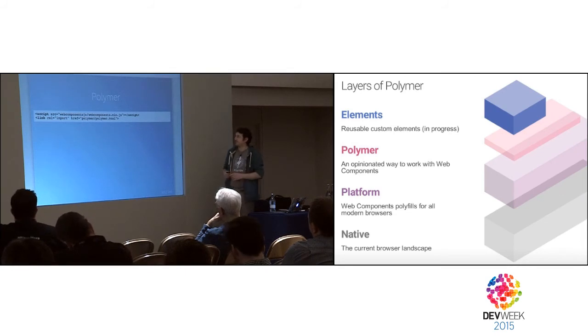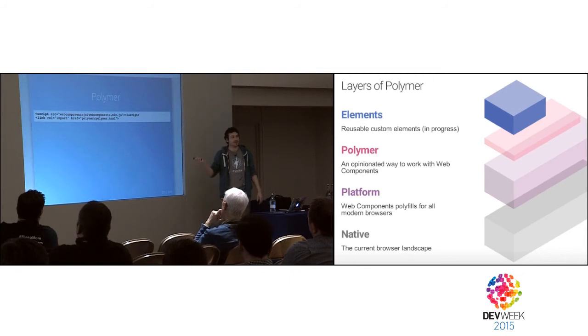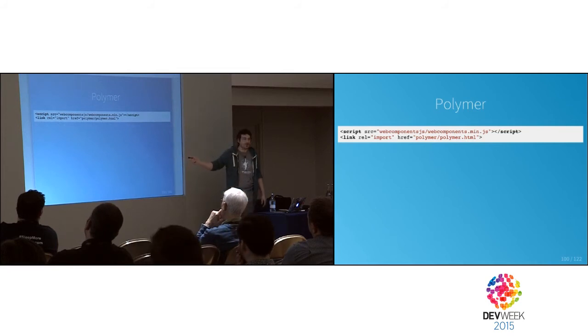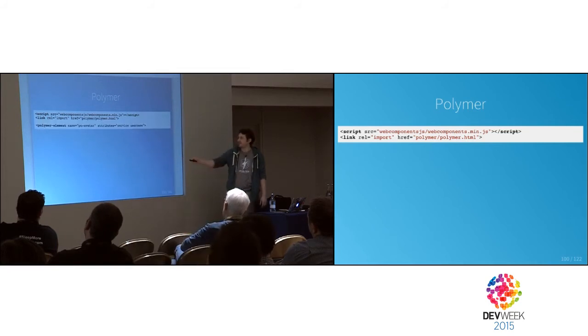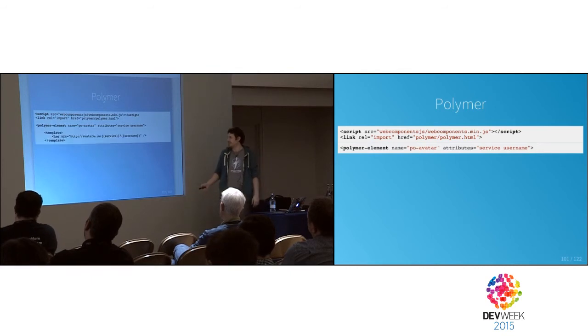So to use Polymer, you need to include the polyfill. In fact, in Chrome, I don't really need to do this because web components are natively supported already. Unsurprisingly, I import Polymer. I define a Polymer element. I say I'm going to be a Po avatar. I need to define which attributes. It seems quite strange that it's space delimited. Service and username. I'm defining my template.